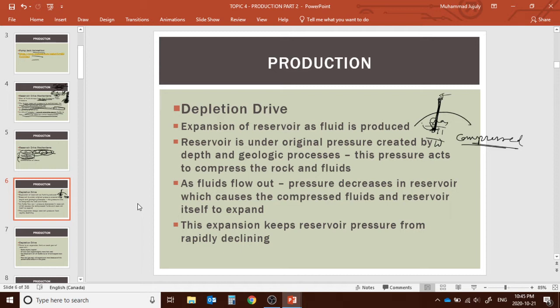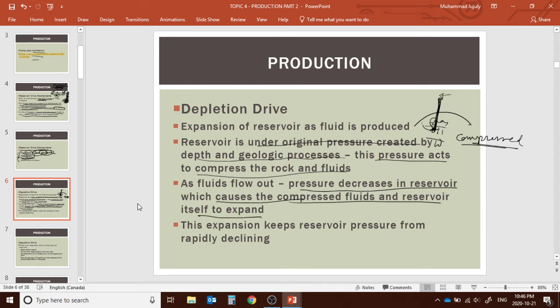These natural gas were in very high pressure. So the reservoir is under original pressure created by the depth and the geological process. This pressure acts to compress the rock and the fluid. But when you relieve the pressure, it starts to expand. And the pressure decreases in the reservoir, which causes the compressed fluid in the reservoir to expand itself, right?